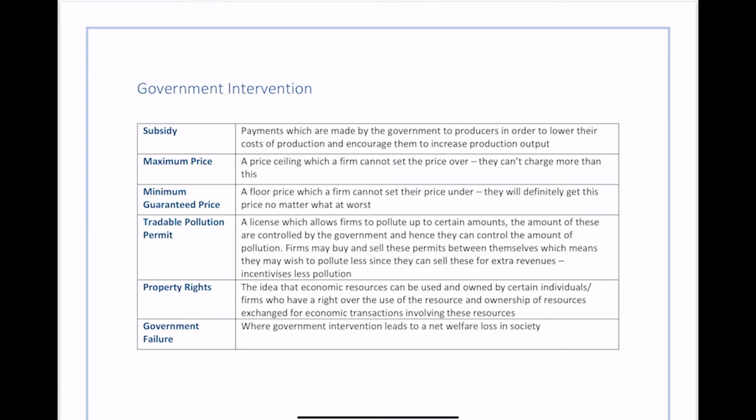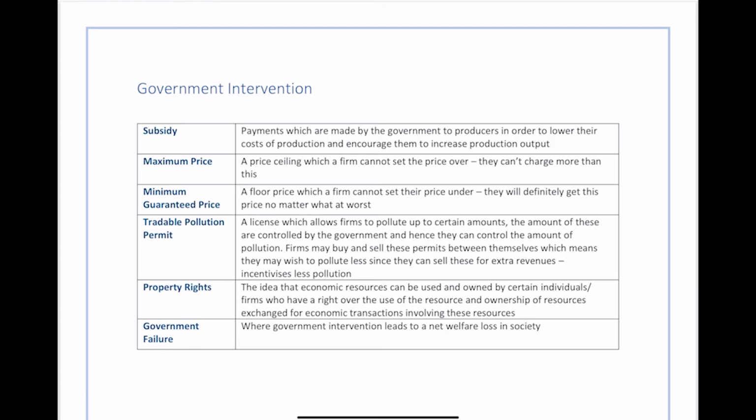You might also have maximum prices in some football leagues where you say you can't pay people above a certain wage. So that's just a way of enforcing that the price doesn't go out of control. Then you've also got a minimum guaranteed price, which is like a floor price beneath which a firm can't set their price. This means that someone knows that no matter what happens, they would definitely get this price. So minimum guaranteed price is that.